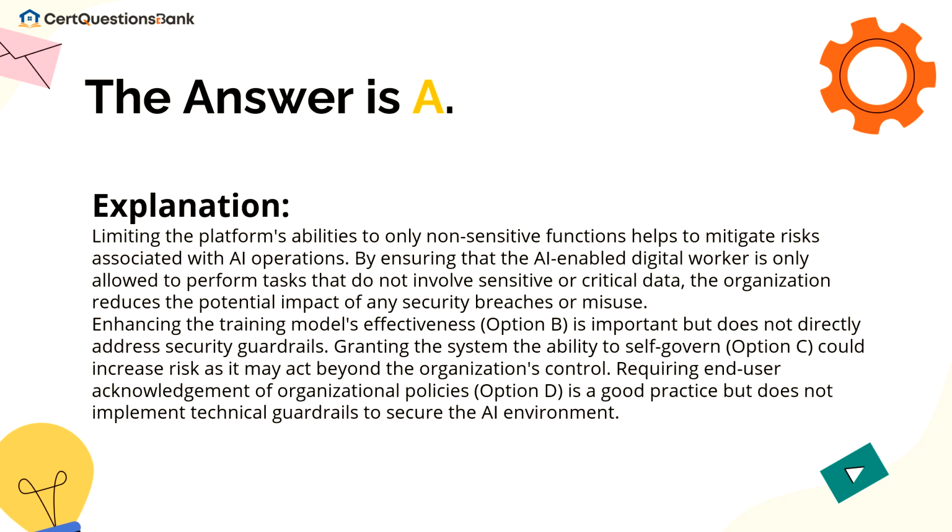Enhancing the training model's effectiveness, option B, is important but does not directly address security guardrails. Granting the system the ability to self-govern, option C, could increase risk as it may act beyond the organization's control. Requiring end-user acknowledgement of organizational policies, option D, is a good practice but does not implement technical guardrails to secure the AI environment.